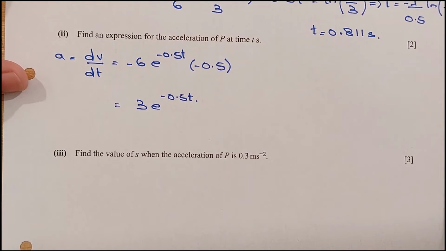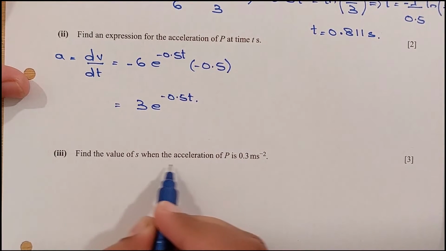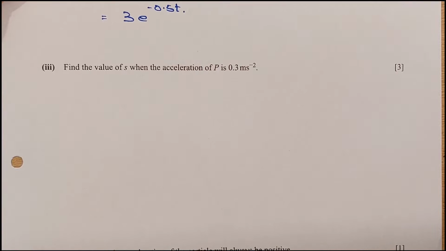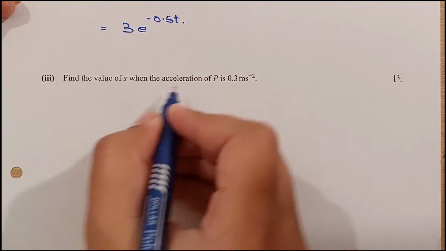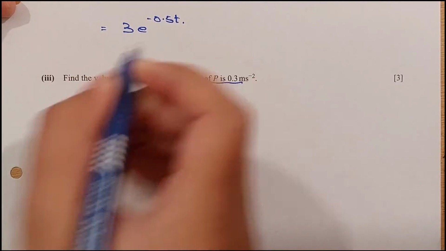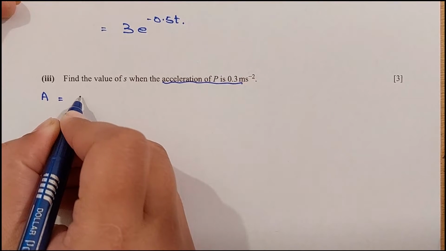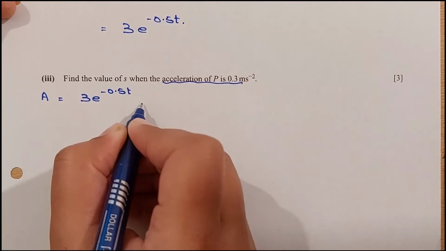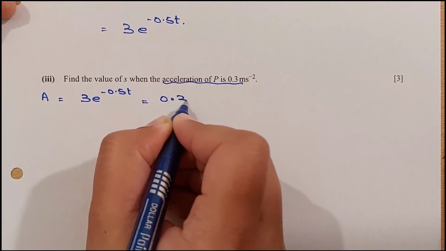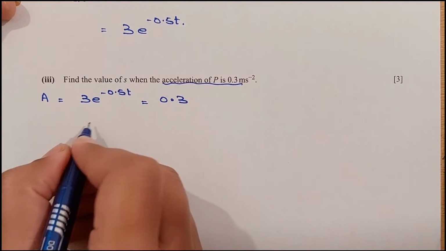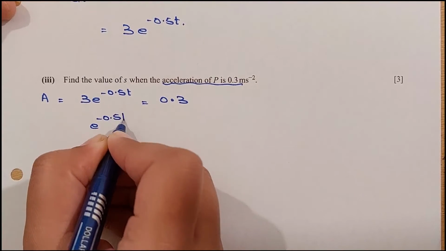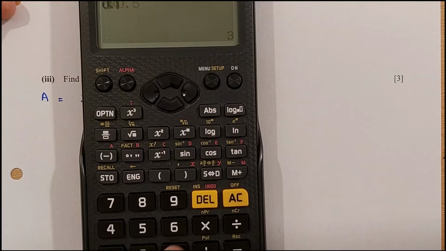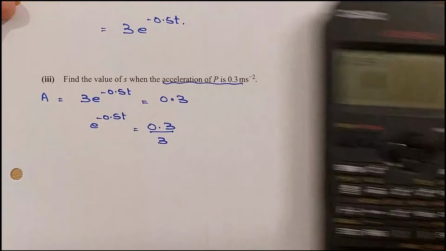Now for the third part, find the value of s. s is the displacement when the acceleration of the particle is equal to 0.3 meters per second squared. Now the acceleration of the particle we have given. This is the acceleration of the particle, equal to 3 e power minus 0.5t, and this is equal to 0.3. Now we have to solve for time from here. So e power minus 0.5t is equal to 0.3 divided by 3. 0.3 divided by 3 is 1 by 10 or 0.1.